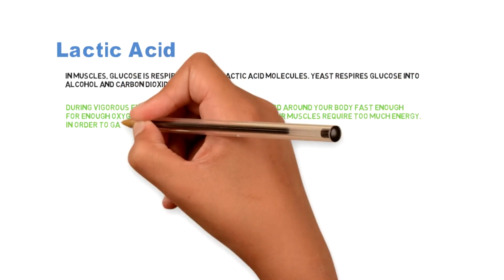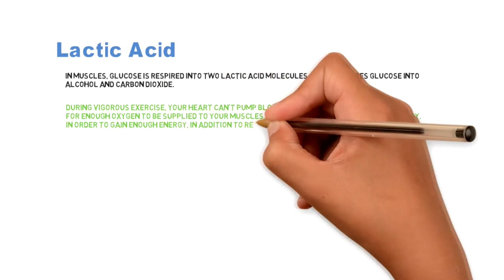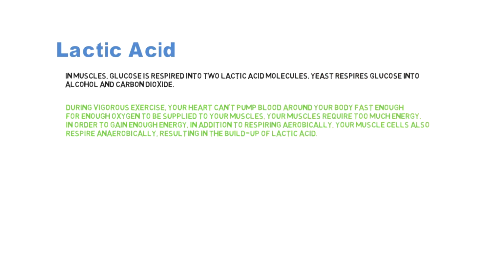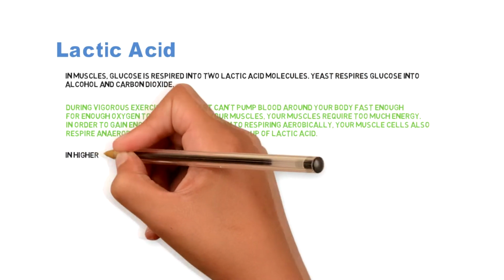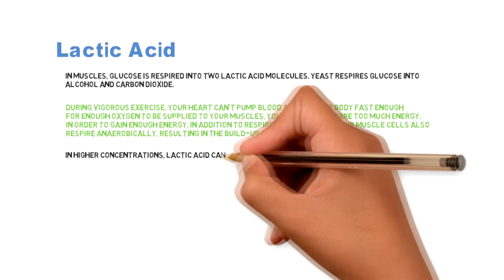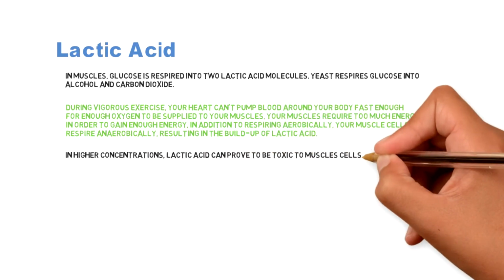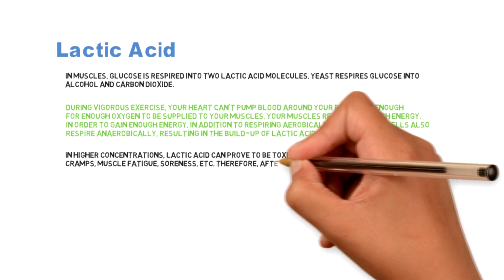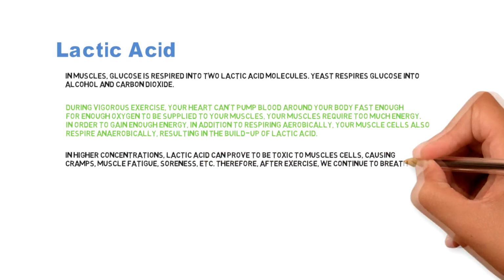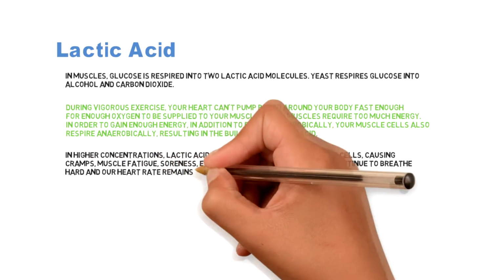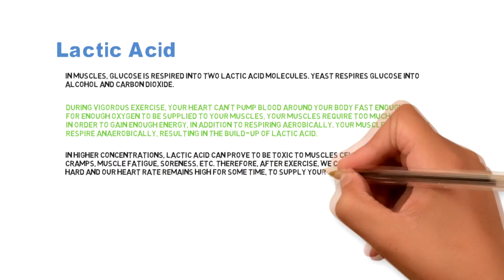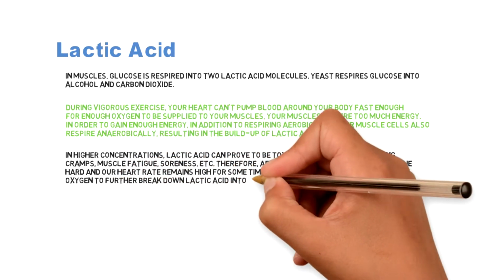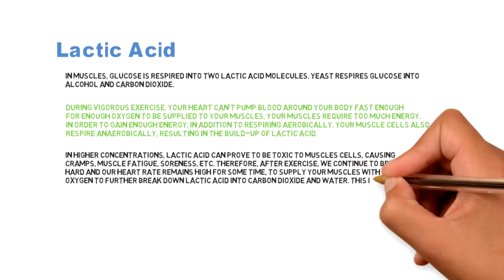In order to gain enough energy, in addition to respiring aerobically, your muscle cells also respire anaerobically, resulting in the buildup of lactic acid. In higher concentrations, lactic acid can prove to be toxic to muscle cells, causing cramps, muscle fatigue, soreness, etc. Therefore, after exercise, we continue to breathe hard and our heart rate remains high for some time, to supply your muscles with enough oxygen to further break down lactic acid into carbon dioxide and water.